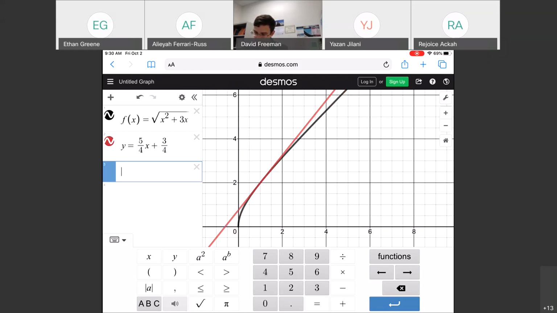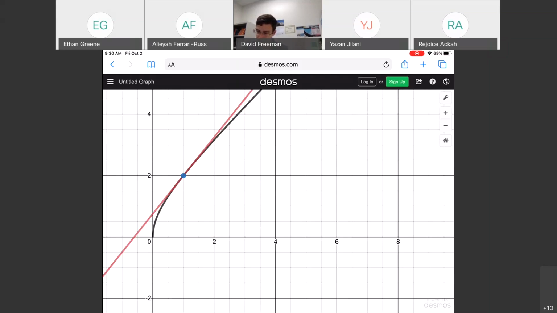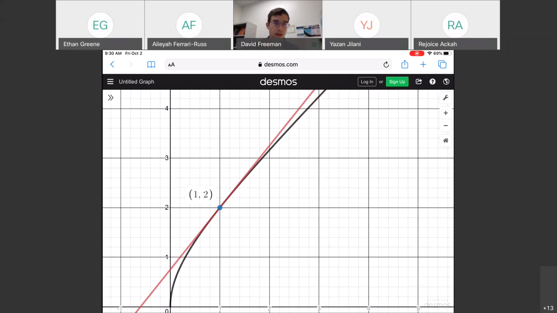And look, let's put in that point 1, comma 2. Here it is. So in terms of appearance, does it look right? Okay, so there's the point that we're interested in. Does our tangent line seem to be correct? Well, it sure looks like it, right? I'm just trying to connect back with these ideas that we've been developing all along.